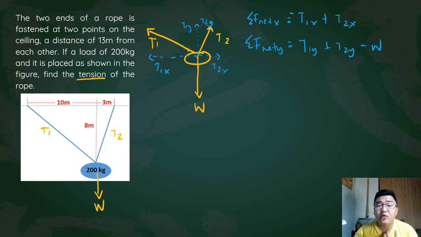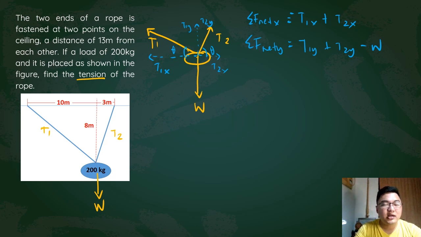Therefore, we need to solve for the angle between T1x and T1, and between T2x and T2, so that we can solve for the components. Now, what will the angle here be equal to? We know the value of the hypotenuse.